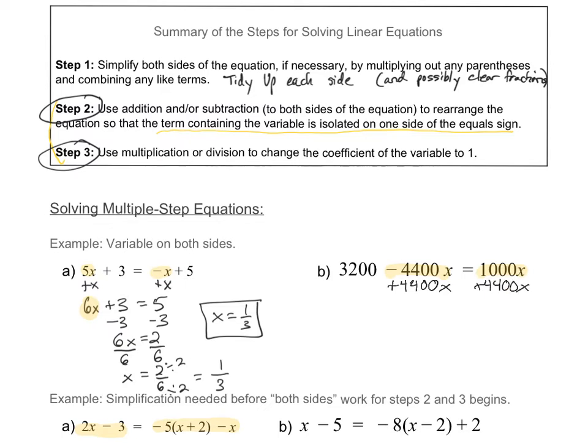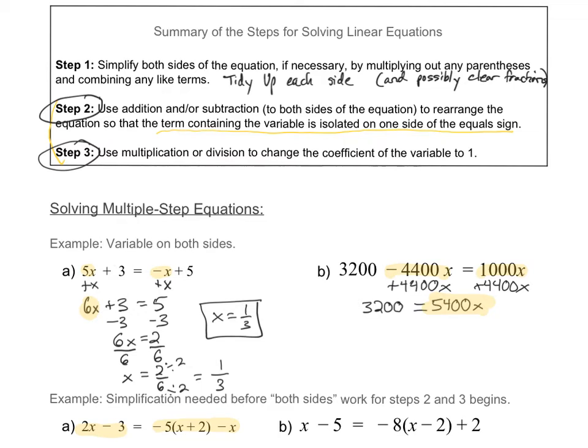And then on the left-hand side, those cancel out to 0. So it becomes 3,200 plus 0 is equal to, and on the right-hand side, those are like terms, so I can add their coefficients, 5,400x.